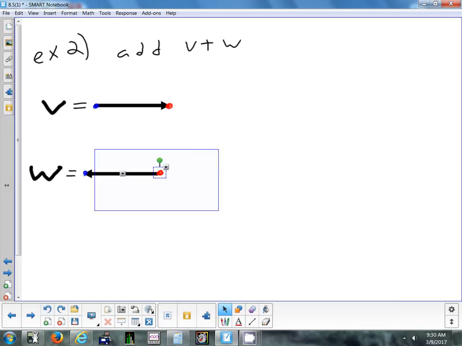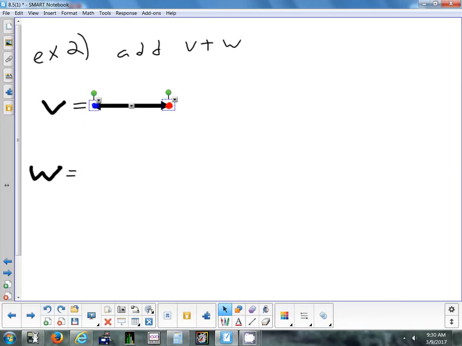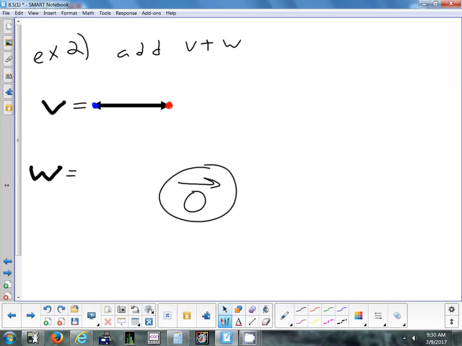Okay, so watch what happens here. Lined up the red dots. Now if I connect the blue dots, they're the same dot. So I can't draw the answer to this one. But when I add two vectors, the answer is always a what? We just said this. It's always a new vector. Okay. This answer is called the zero vector. It's the only vector that doesn't have a direction, and it doesn't have a magnitude.